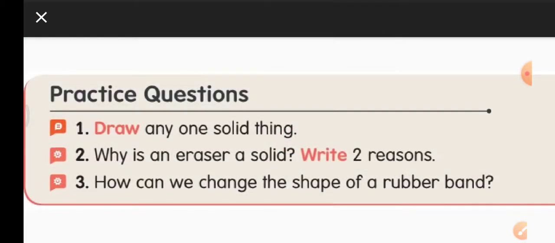Okay, so open your content book. First question, draw any one solid thing. Draw this in your EVS classwork. Second question, why is an eraser a solid? Write 2 reasons. An eraser is a solid because it has mass, it can be piled up, and it cannot flow. Third question, how can we change the shape of a rubber band? We can change the shape of a rubber band by applying force, by flexing it.